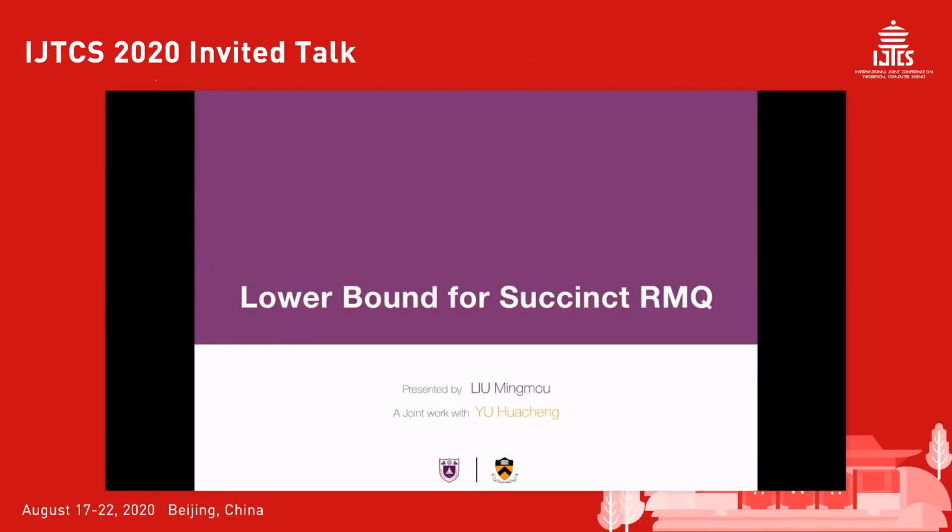The talk is about lower bound for succinct range minimum query. This is a joint work with Yuhua Chen from Princeton University.